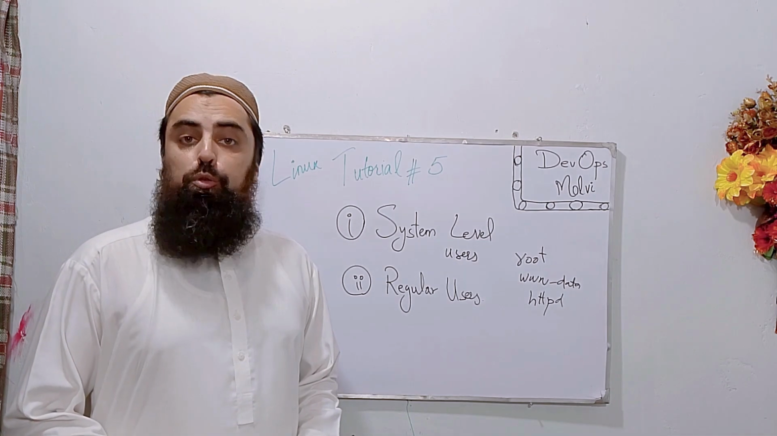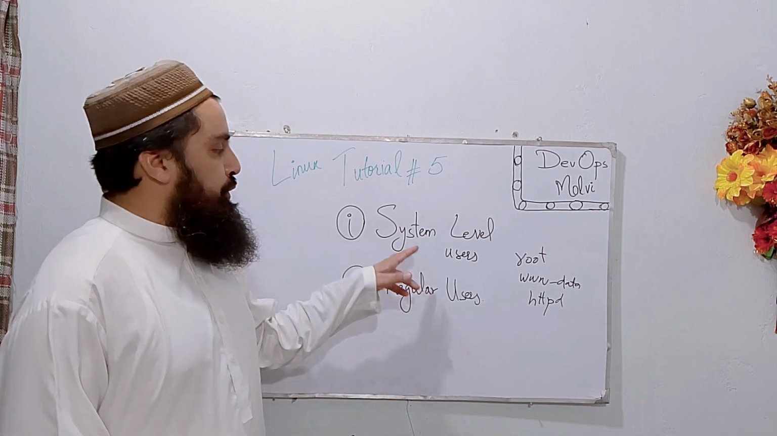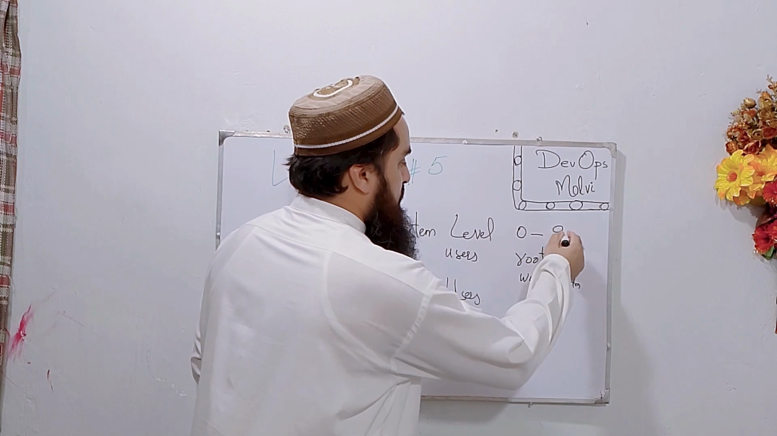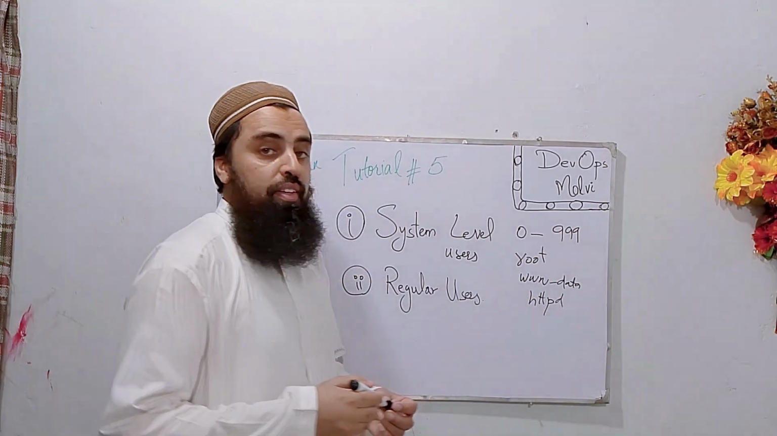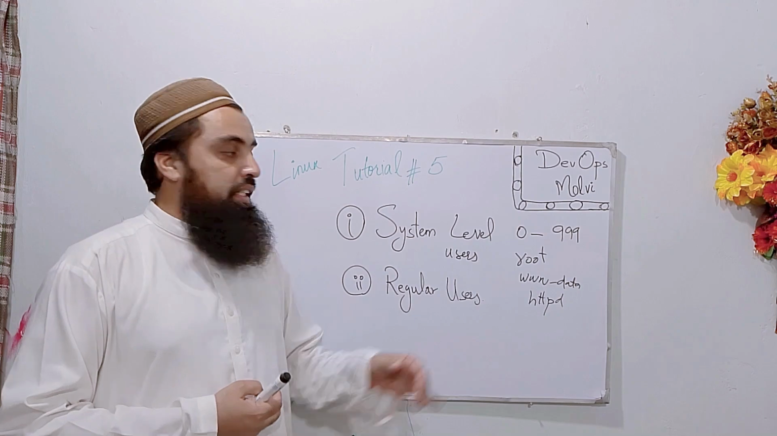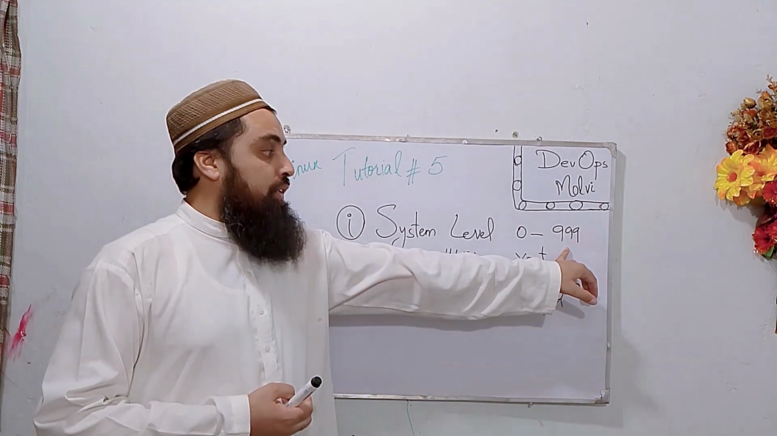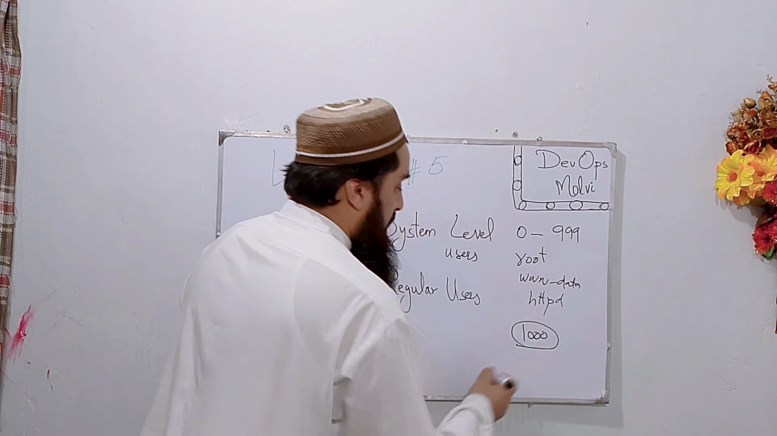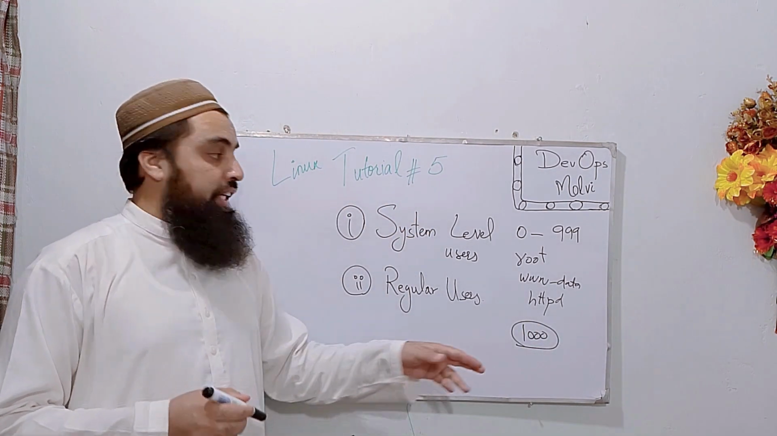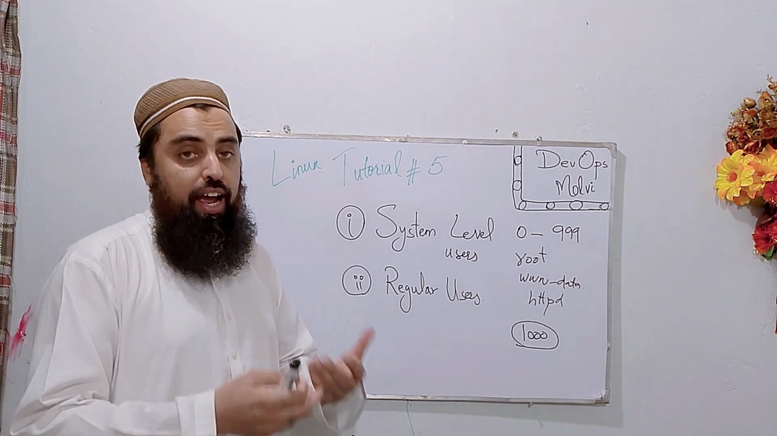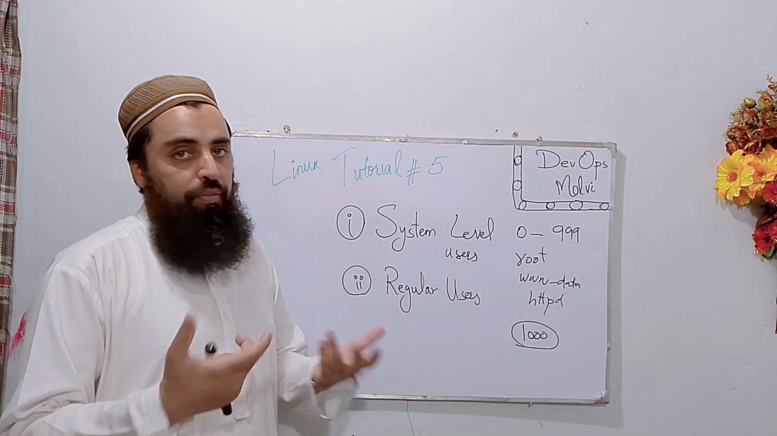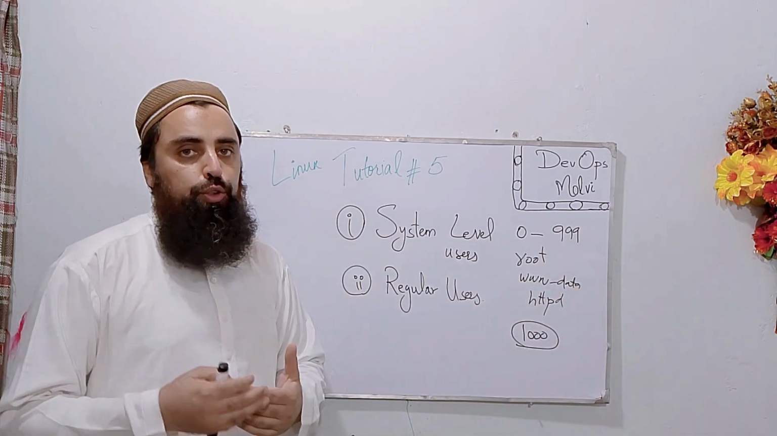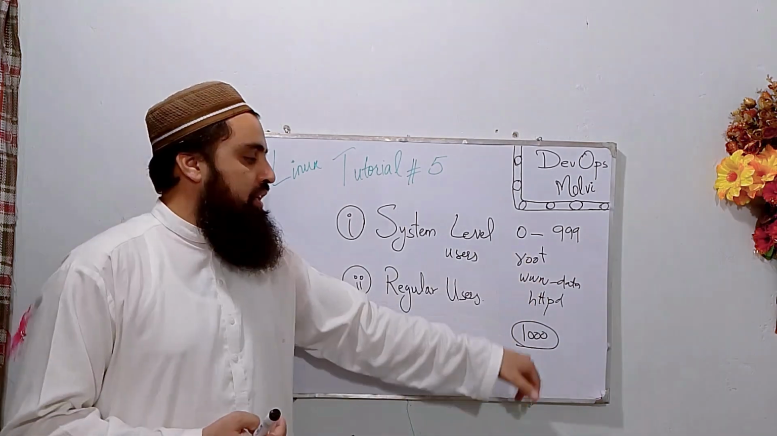And in user management, you must know about the user ID. The user ID of system level users ranges from 0 to 999. So if we create a new user for us, the ID of that new user will start from 1000. I will show you that practically, but it does not mean that we cannot change the user ID of any user. We can have a customized user ID of any user. So that is the range of system level users. The new users will have their IDs from 1000.